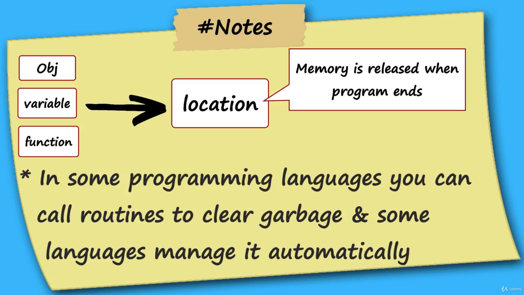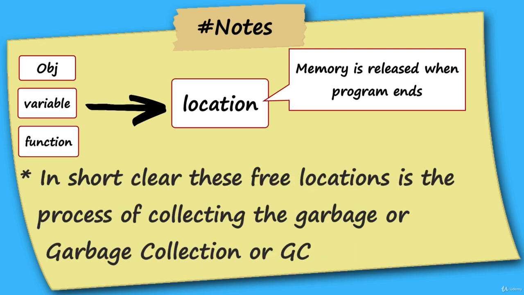In some programming languages, you can call routines to clear this garbage, and some languages manage it automatically. But in short, clearing these free locations is the process of collecting the garbage, or garbage collection, or even sometimes referred to as GC. So I guess now you know what is garbage collection. And this explanation is general and applies to all programming languages.